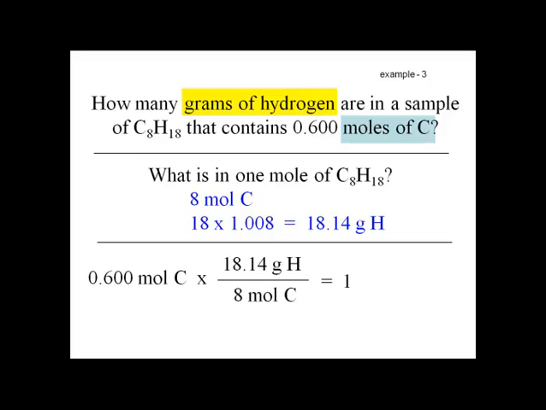To solve the problem, we start with the 0.600 moles of carbon given and construct a conversion factor with moles of carbon on the bottom and grams of hydrogen on the top. Calculation gives 1.36 grams of hydrogen.